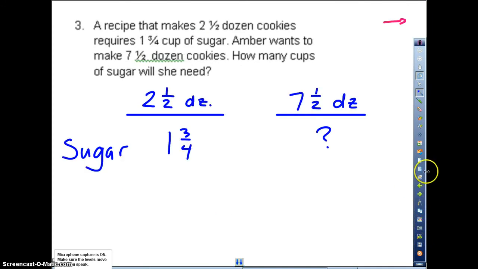Number 3, a recipe that makes 2½ dozen cookies requires 1 3/4 cup of sugar. Amber wants to make 7½ dozen cookies. How many cups of sugar does she need?